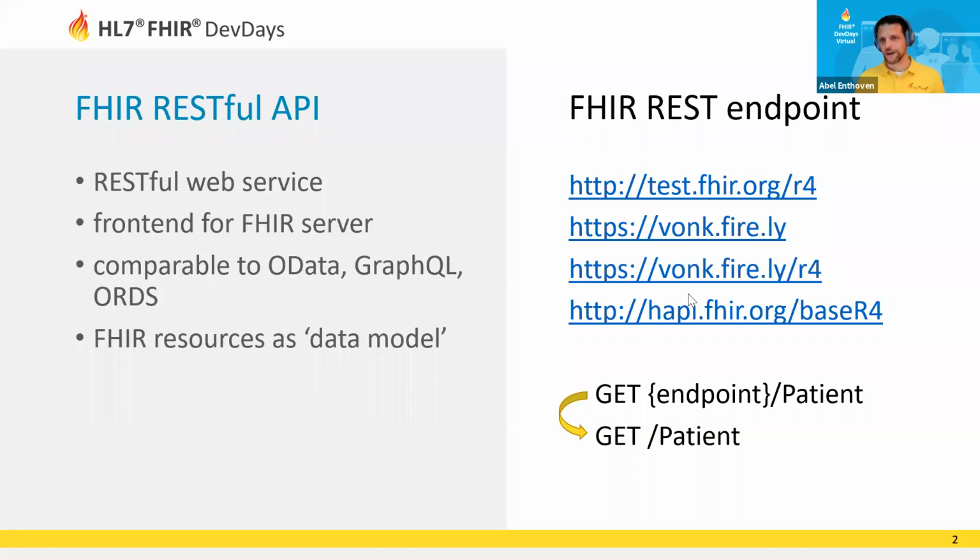On the right side, you see a couple of test FHIR servers that are public, and you can reach them from your own computer. You can just use them as test servers. You see some Vonk in there. That's our server, but you also have the HL7 test server, test.fhir.org, and the HAPI test server. Now, in my presentation, I will never use the server name. I will just say GET /patient if I mean GET endpoint/patient. So you can substitute that.